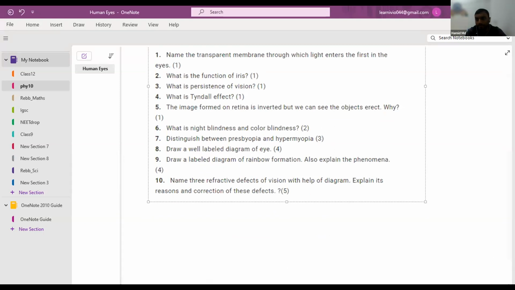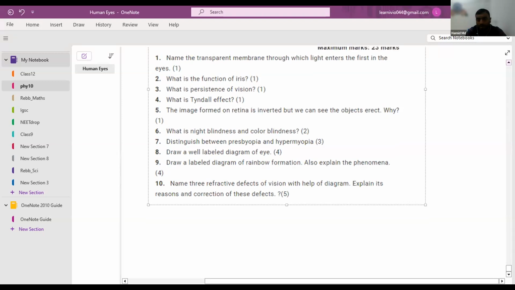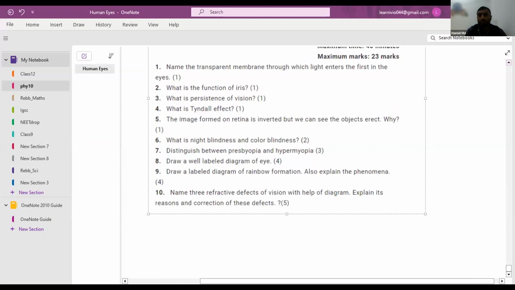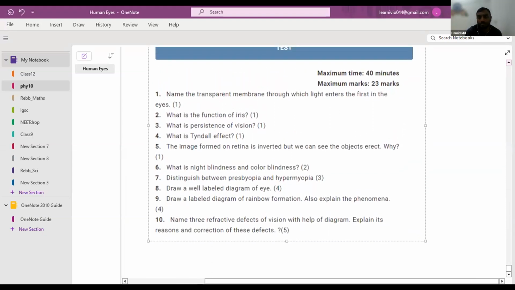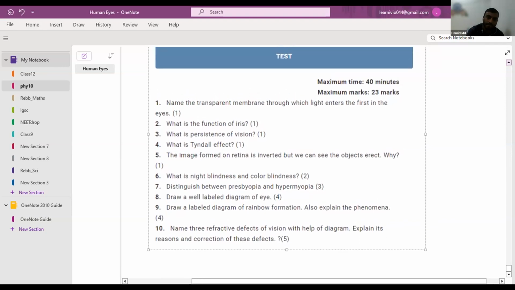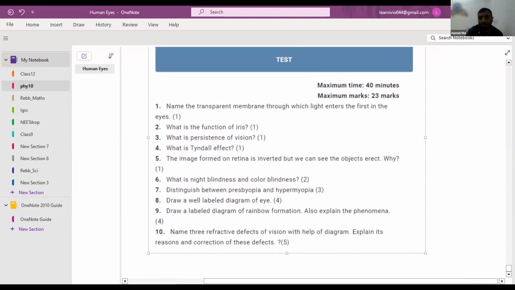If you know every question, that's okay. Otherwise, you must take the screenshot. So practice those questions in the written way to maximize your marks. This is also another test, the verbal test. It is again the verbal test.